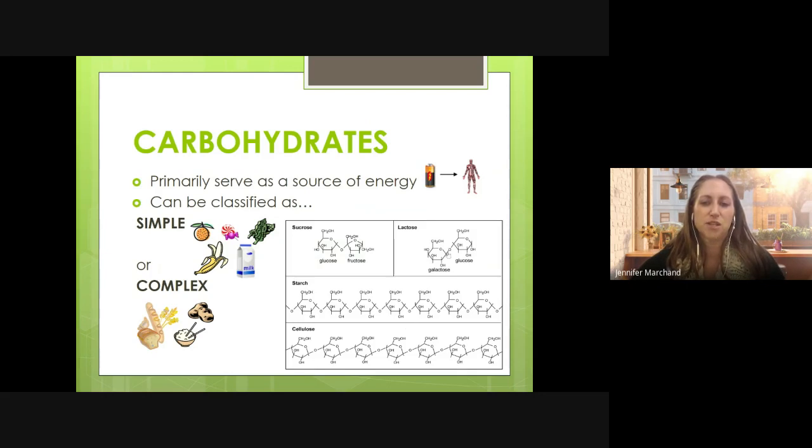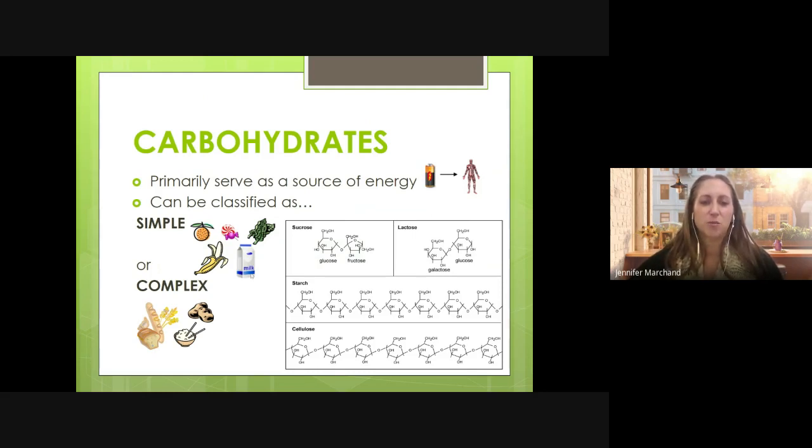So this sucrose and this lactose, as you can see, they're a lot simpler structures. They are going to be our simple carbohydrates. And then our complex carbohydrates are going to be the starch and the cellulose down here. They're just really, really long chains all connected together. It takes a while for our bodies to break these down. So they are really good energy if we need long exertions of energy.